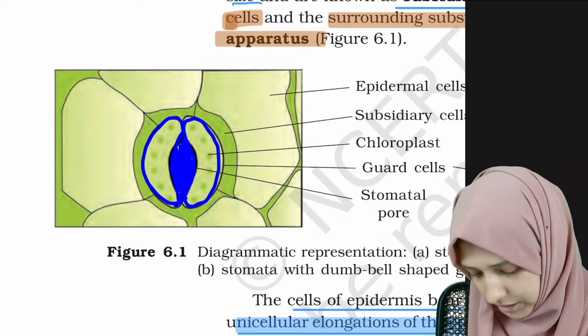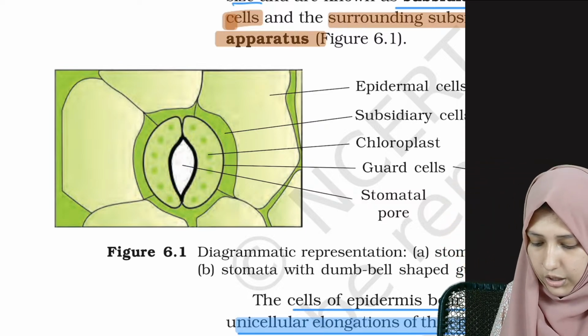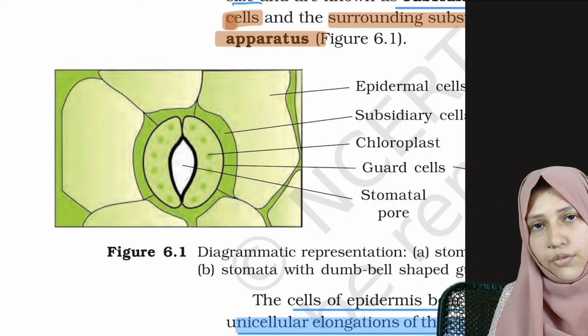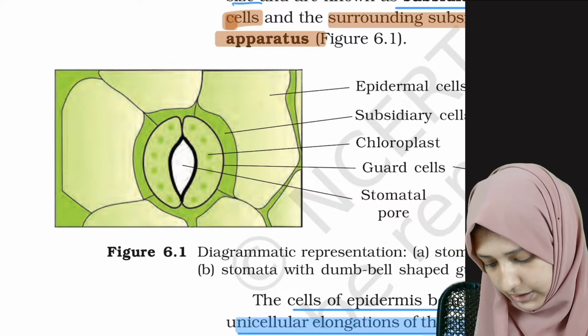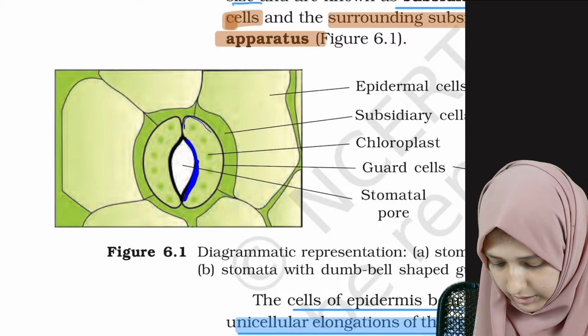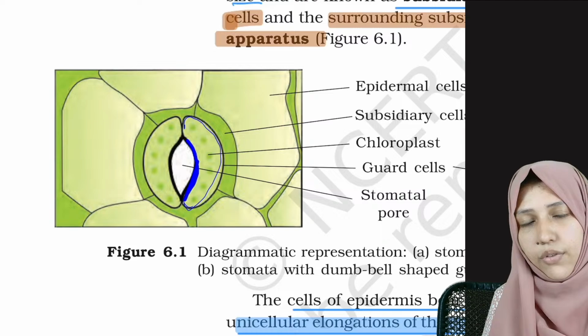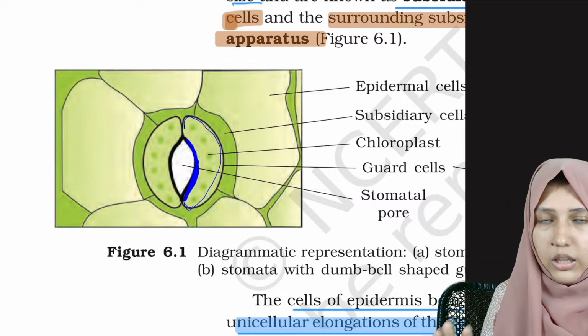Clear? And just see the inner wall of guard cells. The inner walls of guard cells are thicker when compared to the outer walls. The outer walls of guard cells are thinner, whereas the inner walls are thicker. Clear?